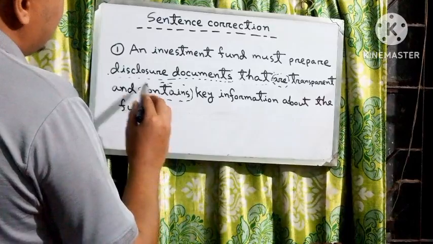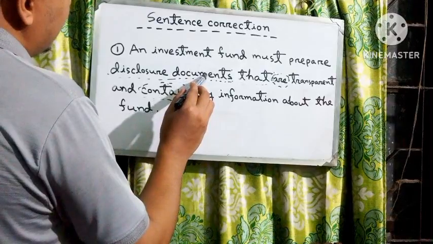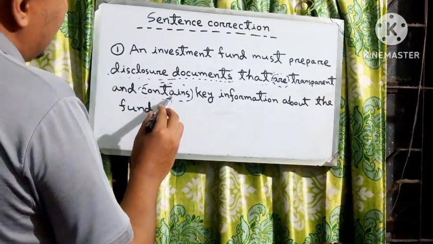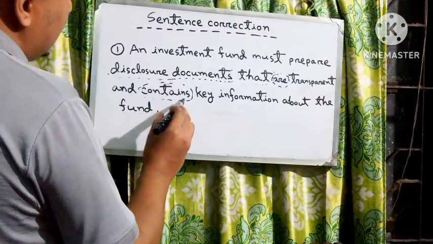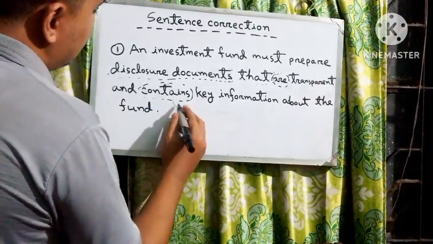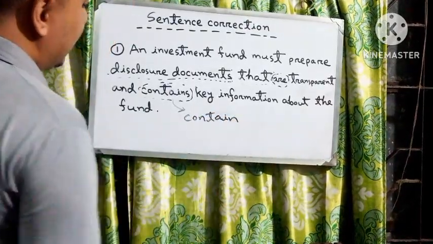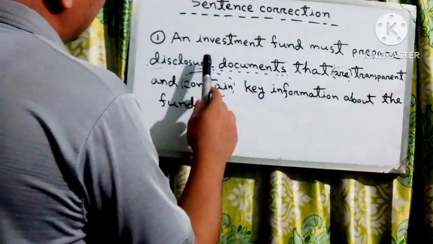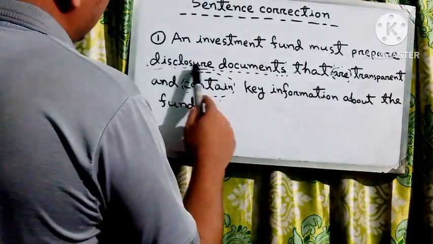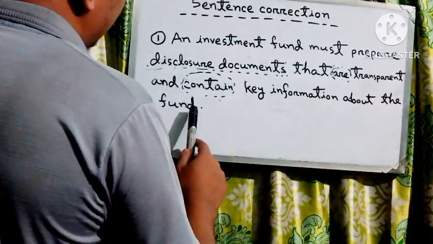Why? Because the subject disclosure documents is plural subject or plural noun. That is why the verb is supposed to be plural. So instead of contains, here the verb will be contain. Simple. So after rectification, the correct sentence would be: an investment fund must prepare disclosure documents that are transparent and contain key information about the fund.